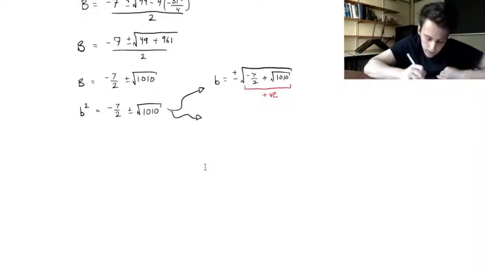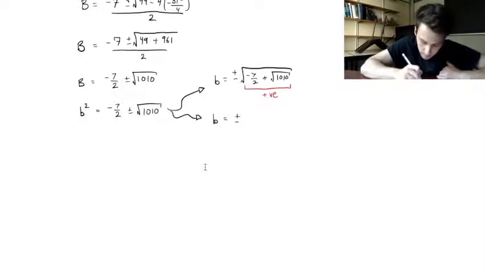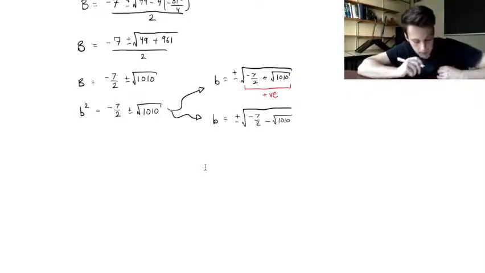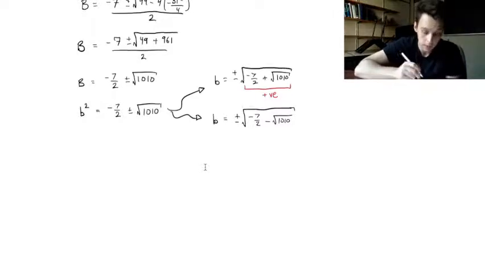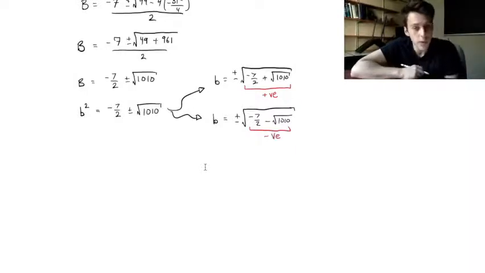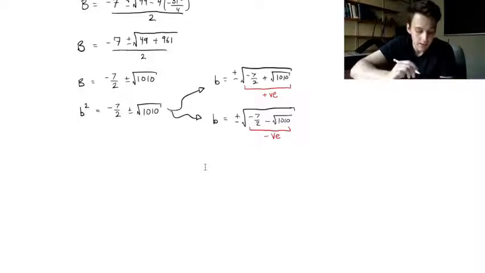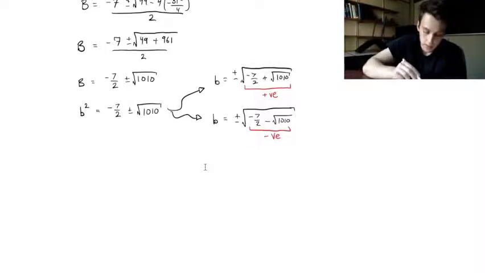And then we've also got a solution where b could be plus or minus the square root of negative 7 over 2 minus 10,010. In this case, we've got a negative number subtracting an even larger number, which is negative. And what do we get when we take the square root of a negative number? We get a complex number. That would mean that b is going to be a complex number in this case.